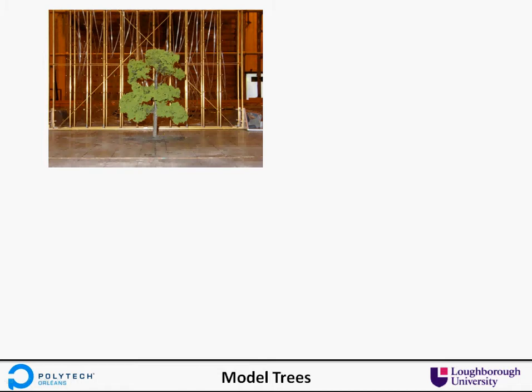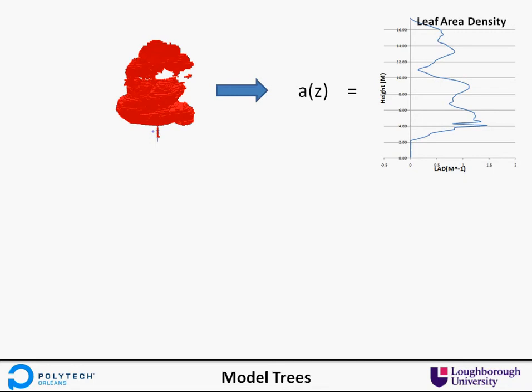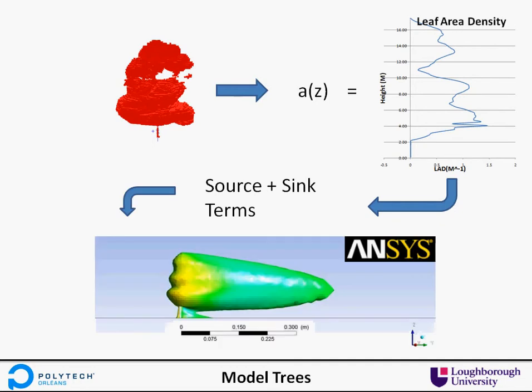To represent this little tree in our CFD, we take 8 high-definition pictures of each tree. This is then converted to a black and white image, which is fed into a piece of software called Tree Analyzer, which produces a 3D virtual canopy. From this, we can then extract the leaf area density profile, the AZ, showing how the vertical profile varies with height. This gives us all the information that we need to model this little tree in our CFD with the source and sink terms. And that's just an image of a little ISO surface behind this tree.